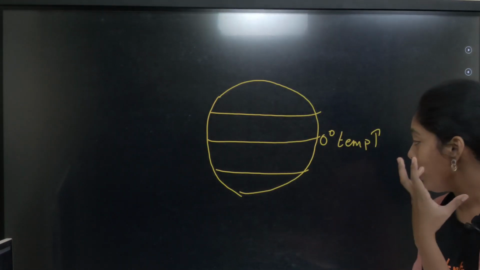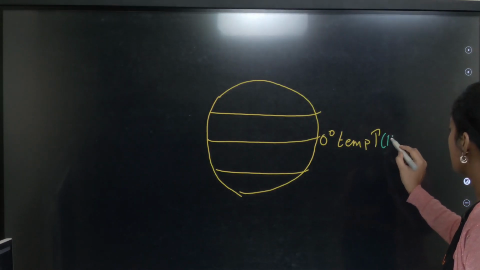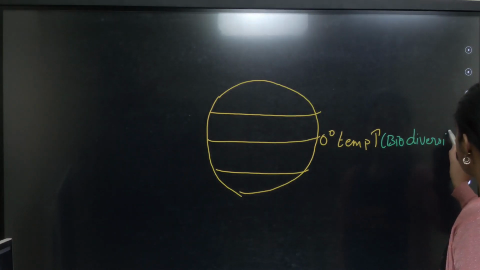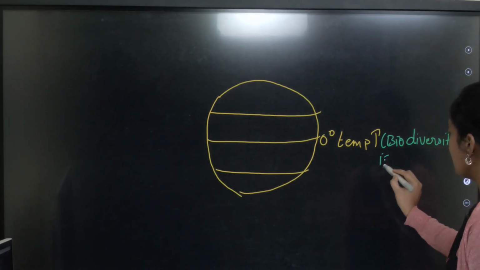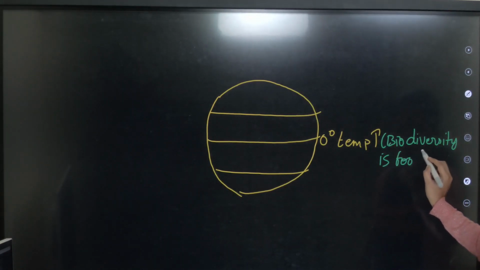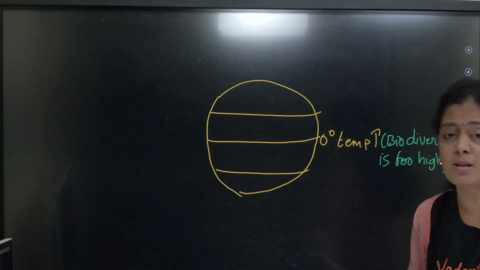Because the temperature is high here, the biodiversity is very high. Your Amazon rainforest comes in this belt. Biodiversity is too high. That means you have so many species of plants and animals.